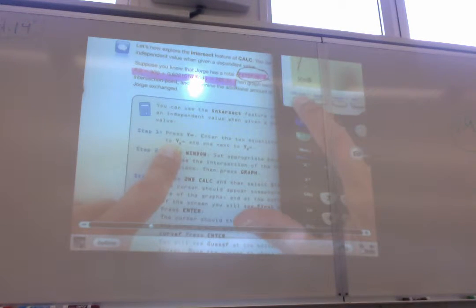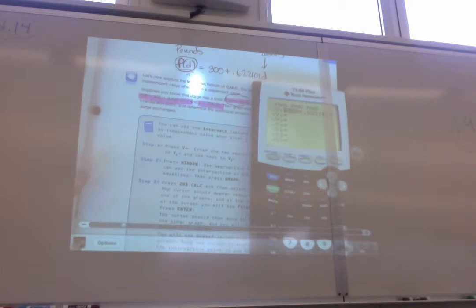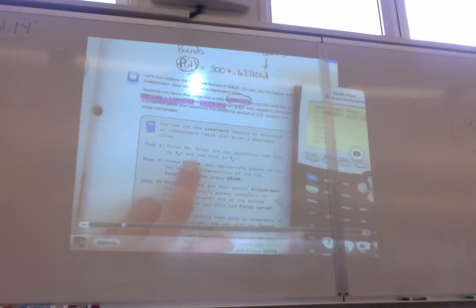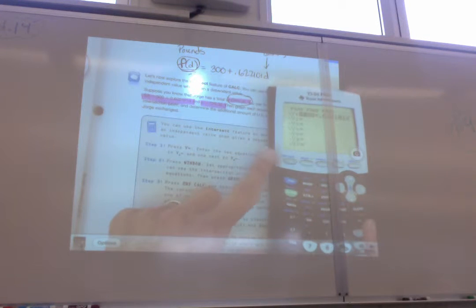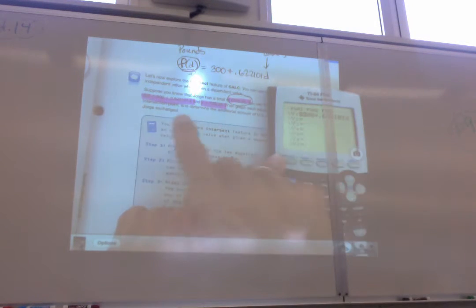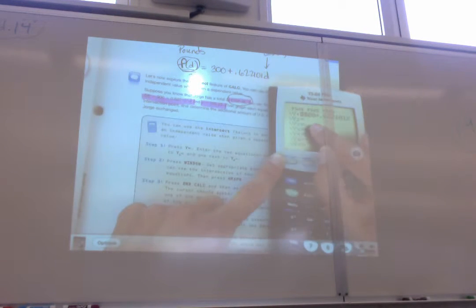Press y equals. A little smaller. Enter the two equations. One equation's already in my calculator. The first equation is our conversion, f of d equals 300. Instead, we have y equals 300 plus 0.622101x. If you don't have that as your first function, go ahead and put it in.